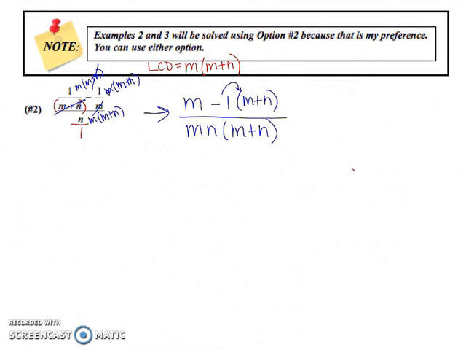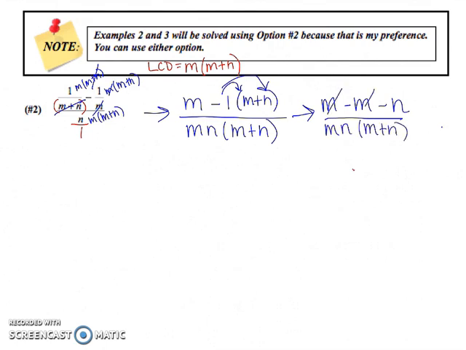We have to distribute this -1 and combine like terms, if we have any, before we can do any canceling. You must always completely simplify your numerator before you try to cancel. So we have m, and then -1 times m is going to give me -m, and -1 times n is going to give me -n. And then on the bottom, I can leave that in factored form. So mn times m plus n.